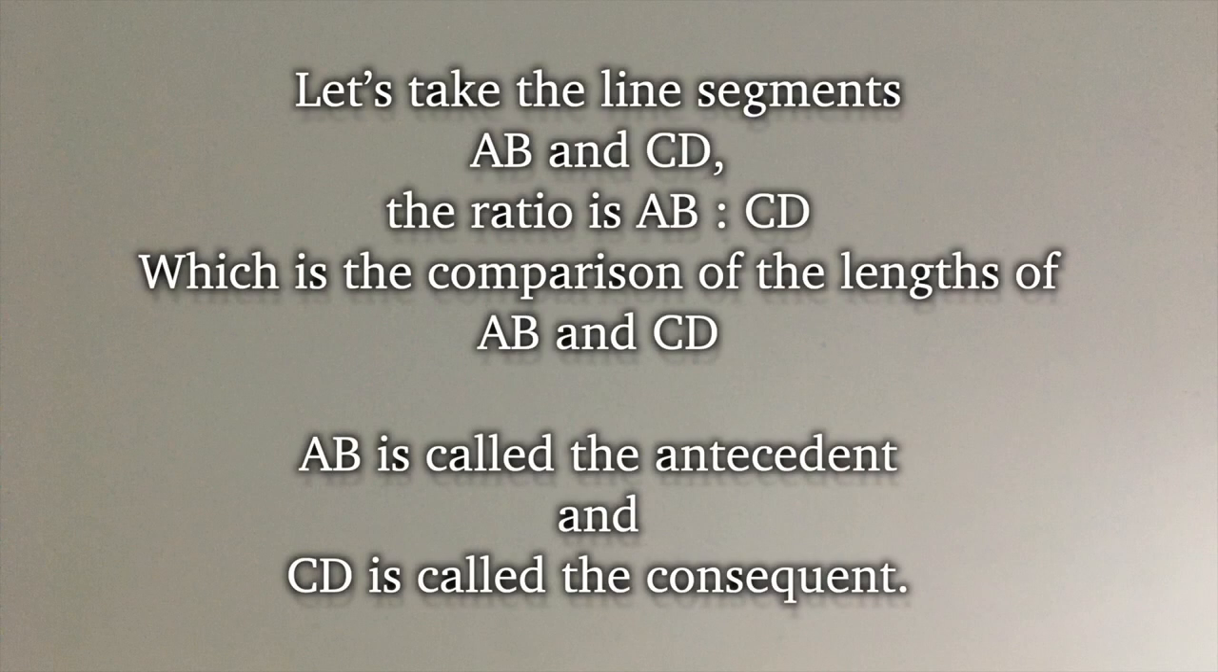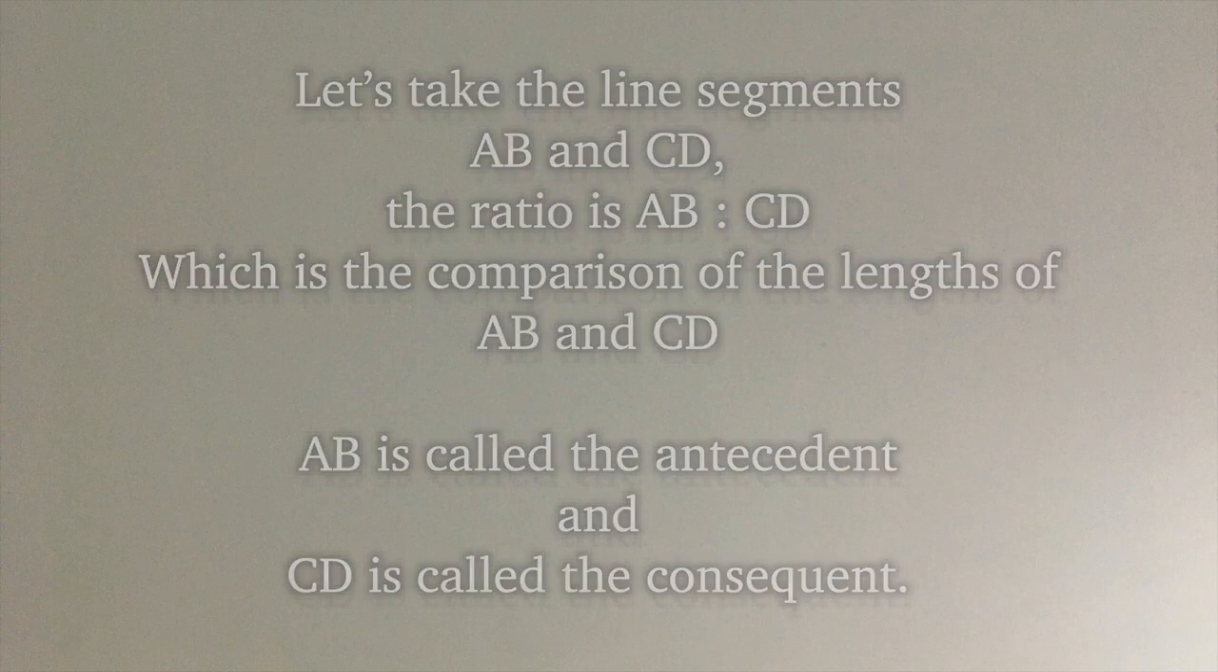A ratio of magnitudes is defined as the comparison of any two magnitudes. Let's take the line segments AB and CD. The ratio is AB colon CD, which is the comparison of the lengths of AB and CD. AB is called the antecedent, and CD is called the consequent. An antecedent is the first part of the ratio, and the consequent is the second part. No numbers have been derived, so the length is just some magnitude, quantity, or size.